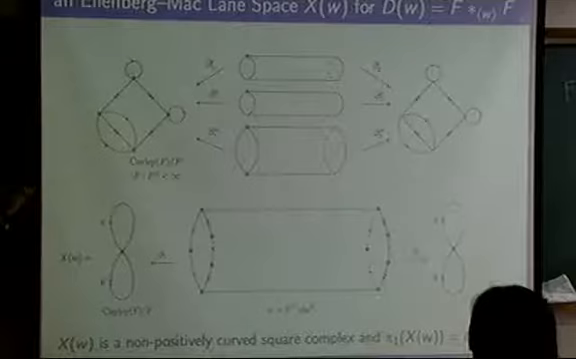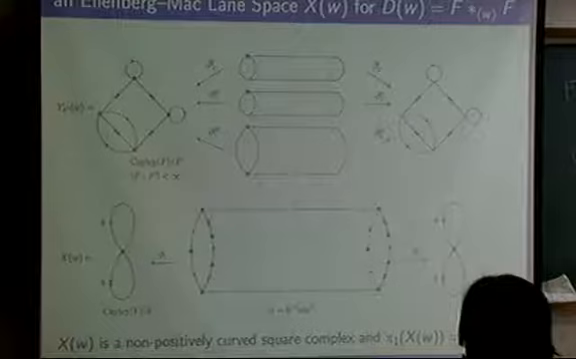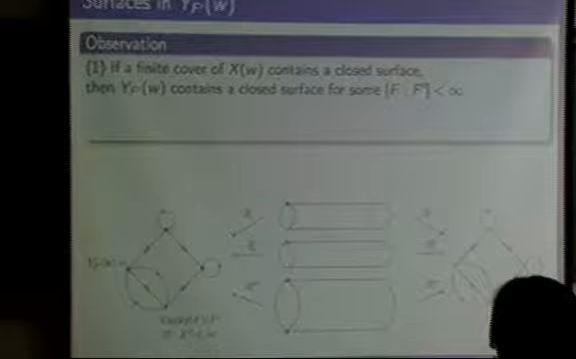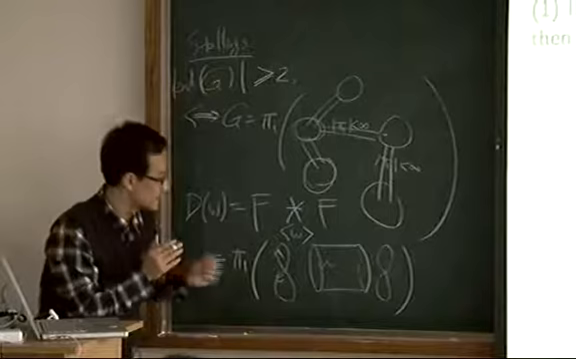Why would we do that? Well, let me justify the motivation for doing that in the next slide. So let us call this Y of F prime, W, and just recall it here. The observation is, if some finite cover of the original space contains a closed surface, then this will also contain a closed surface. That is fact one, which is not completely trivial, but not hard to show. If some cover contains a surface, then this special cover will contain a surface.